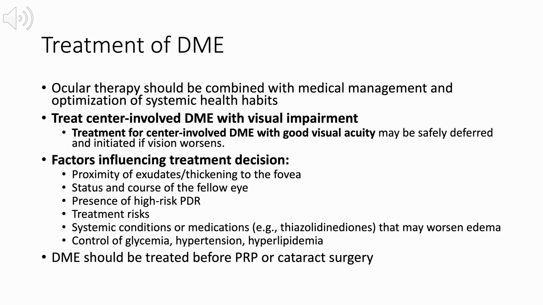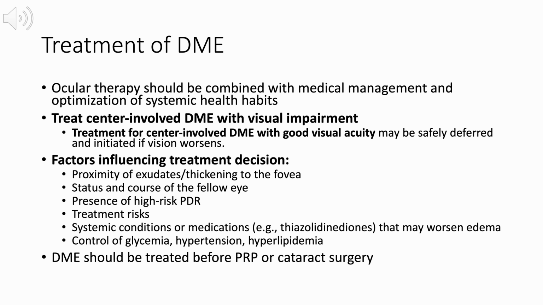We now turn to the treatment of diabetic macular edema, beginning with the decision of whether and when to treat at all. First, a principle that should be familiar by now. Ocular therapy should be combined with medical management and optimization of systemic habits. As to whom we treat, the core recommendation is to treat center-involved DME with visual impairment. Notably, treatment for center-involved DME with good visual acuity may be safely deferred and initiated later if vision worsens, a recommendation supported by trial data we will examine shortly.